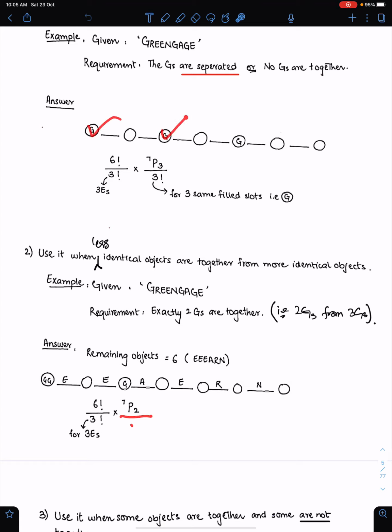Here all 3 slots were same. Therefore we divided this by 3 factorial. The most important thing for this question is you must not count the remaining G with the remaining letters. This is very important. You have to consider this separately. You have to fill this separately, and you have to count this G with the requirement, which is 2 G's. So 2 G's in 1 slot and 1 remaining G in 1 slot.